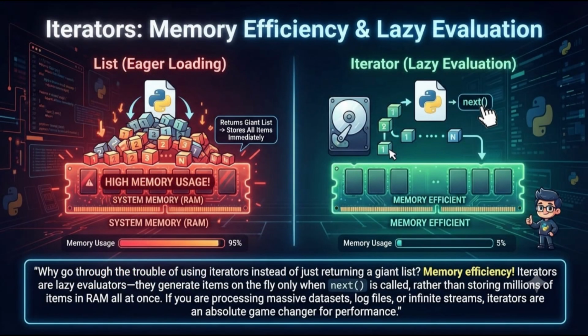Why go through the trouble of using iterators instead of just returning a giant list? Memory efficiency. Iterators are lazy evaluators. They generate items on the fly only when next is called, rather than storing millions of items in RAM all at once. If you are processing massive datasets, log files, or infinite streams, iterators are an absolute game changer for performance. Action: display a comparative slide showing list, eager loading, versus iterator, lazy evaluation.